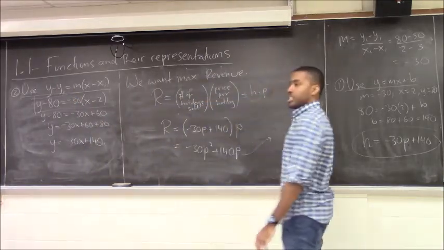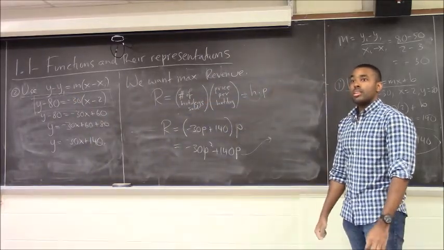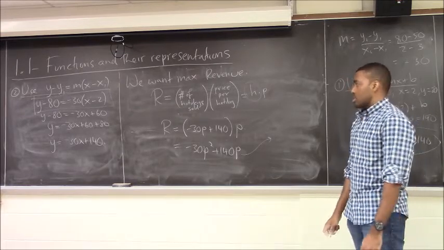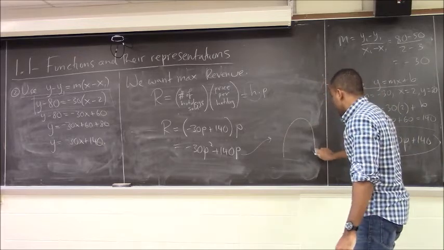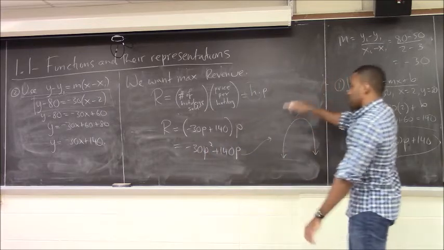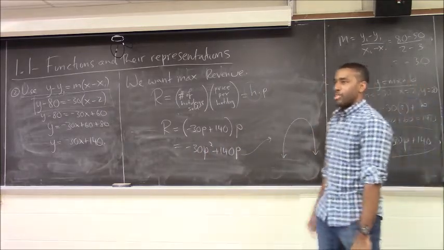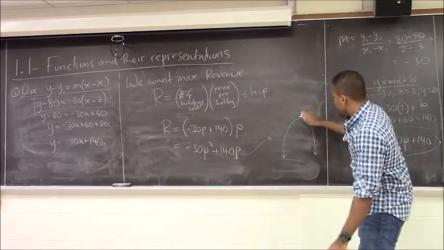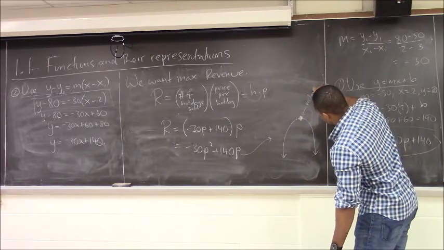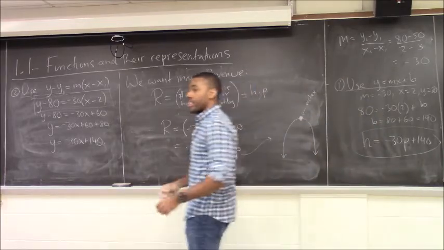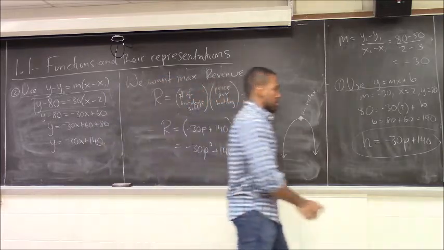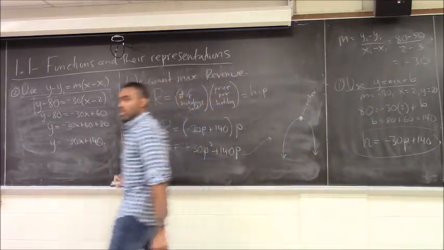What does this look like? Well, it's an inverted parabola because it's a negative. So we know it looks like this, right? It's a parabola, and it's negative in front of the squared term, so it must be upside down. Now can you see what we're after? The vertex. The highest point on a parabola is called the vertex. So it turns out answering the question, what is the best price, is equivalent to answering the question, what is the vertex of this parabola?